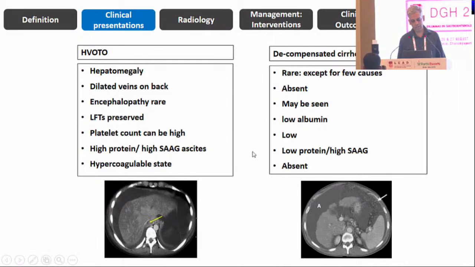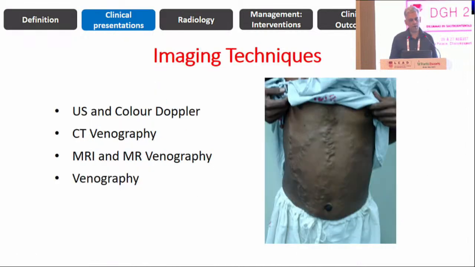In contrast, platelet counts are low in cirrhotics, garden variety cirrhosis, where you get a high protein, high SAAG ascites, and you get probable predisposing factors in terms of hypercoagulable states. Okay, how do you diagnose?